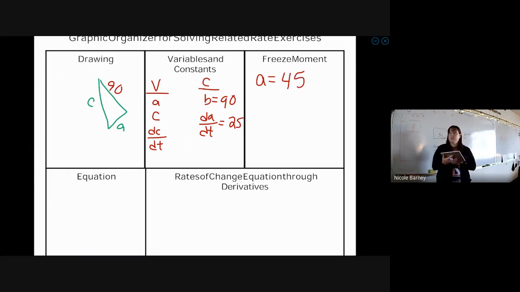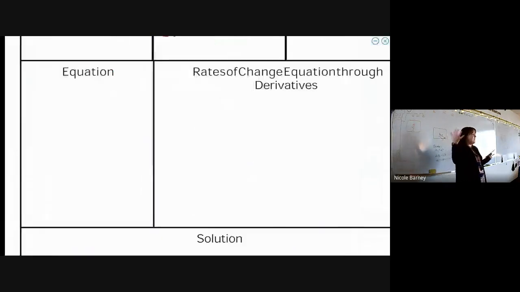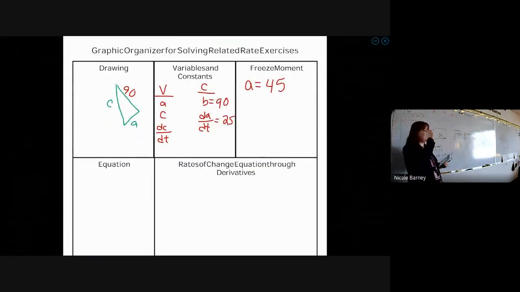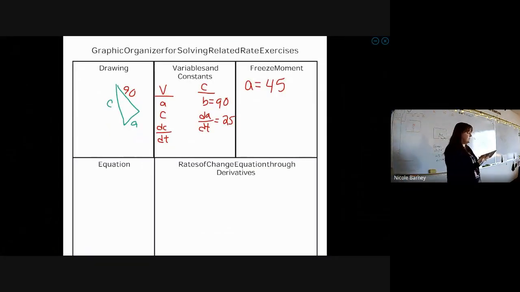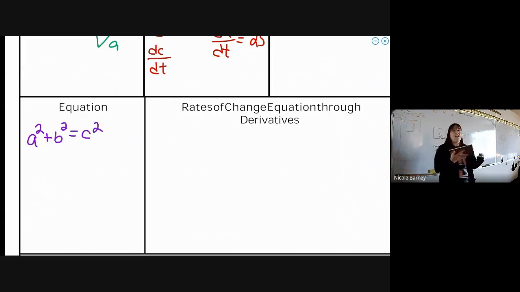So let's relate these equations. Remember, we write an equation that relates the things that are changing. So we need to relate A and C to each other, because those are the things that are changing. Since this is a right triangle, A squared plus B squared equals C squared. Anything that is constant, we can plug in right now. But we cannot plug in our freeze moment right now. We can only plug in our constants.